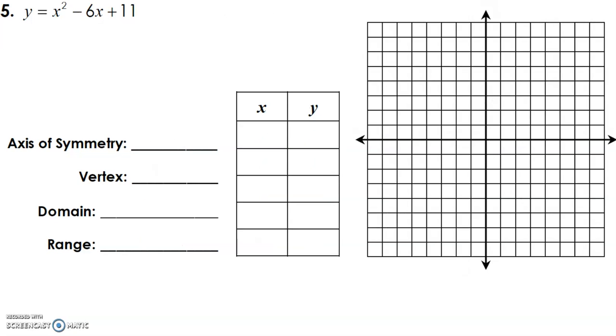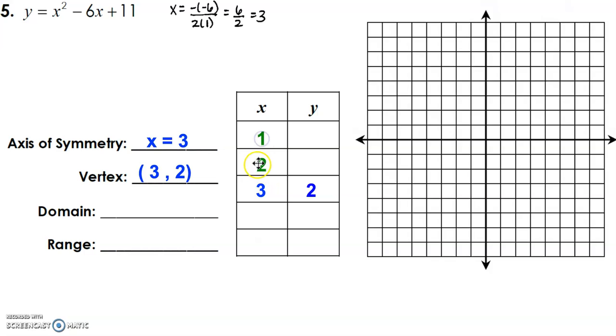All right, the next example, I have y equals x squared minus 6x plus 11. Plug in to find my axis of symmetry. Notice how I have that negative of the -6 there, because my b value is a -6. So my axis of symmetry is x = +3. And when I plug in the +3 to the function, I get 2 back. So my vertex is (3, 2).